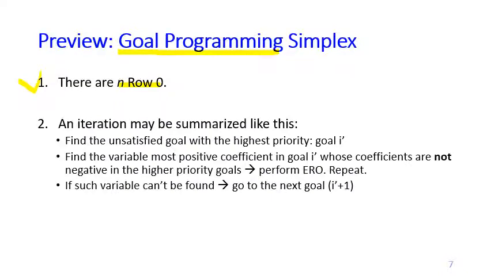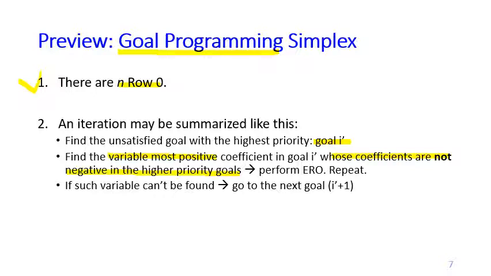Well, in each iteration in the goal programming simplex, we need to do this. First, we find the unsatisfied goal with the highest priority. We call this goal I prime. And then in the row 0 that is related to goal I prime, we try to find a variable that has the most positive coefficient, because the problem is minimization. So we find the variable with the most positive coefficient, but then there is a requirement. We need to find the most positive coefficient whose coefficients are not negative in the higher priority goals.